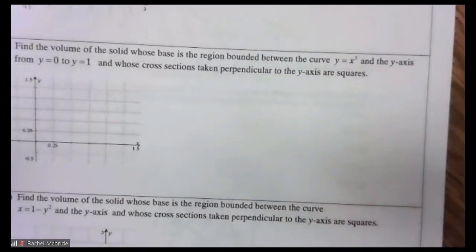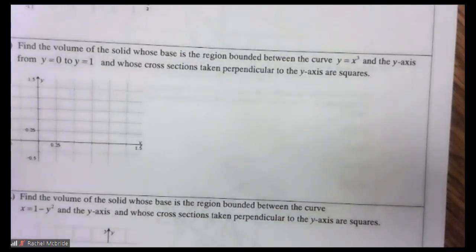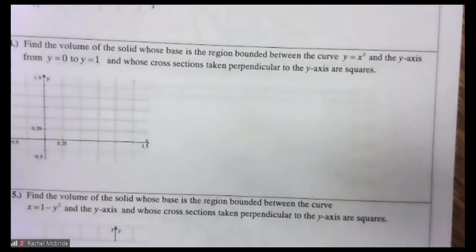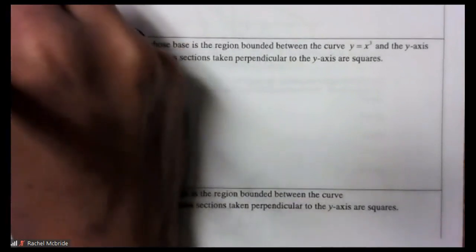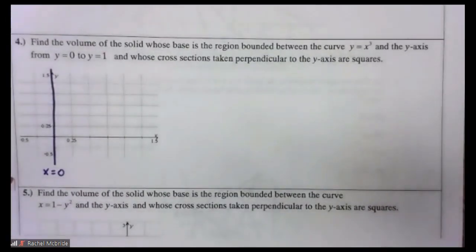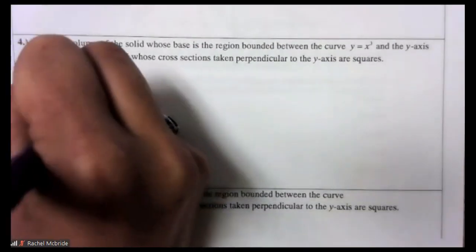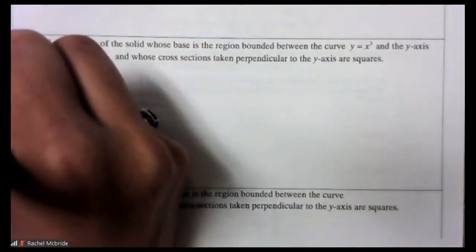It says, find the volume of a solid whose base is the region bounded by the curve y equals x cubed, the y-axis, so here's the y-axis, so this is a bound. That's also x equals 0. We're also bounded by the x-axis, or y equals 0, so this line is also a bound.